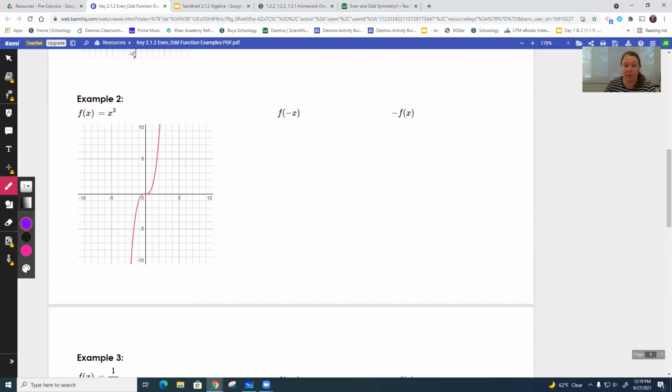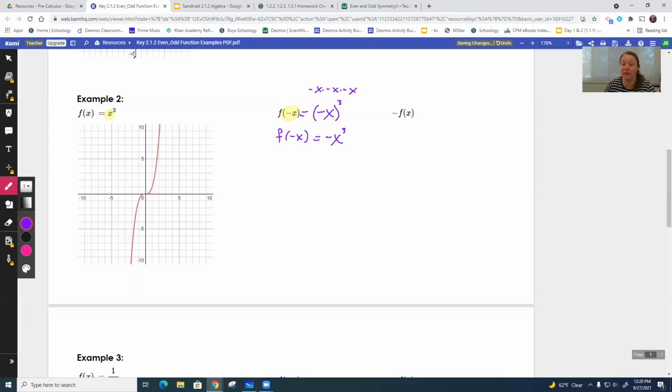So f of the opposite of x means, again, that in my f rule, in place of x, I'm going to substitute in negative x. So I would have in parentheses negative x cubed. Okay, so when I do negative x times negative x times negative x, the product of 3 negatives is negative, so negative x cubed.